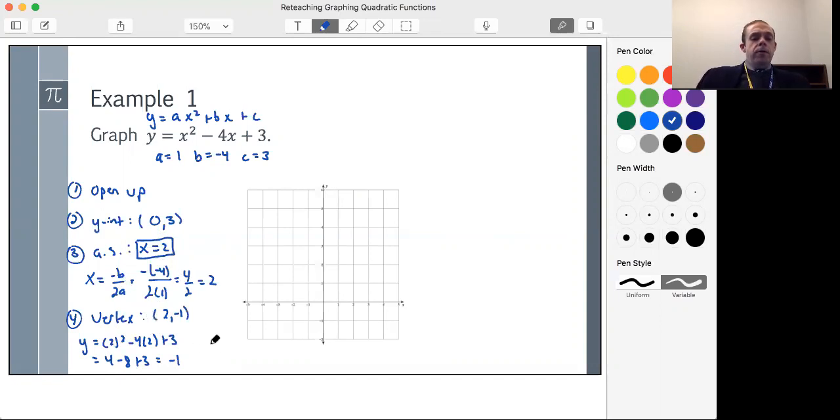All right, what we're going to do now is plot these points. So step 1 is to plot the vertex at 2, -1. Then our axis of symmetry, which is at x equals 2. And then our y-intercept, which is at 0, 3. Now we can use symmetry and plot another point, because remember the same number of units from the axis of symmetry. And then we can connect the dots with the U. And there is your parabola. Okay.